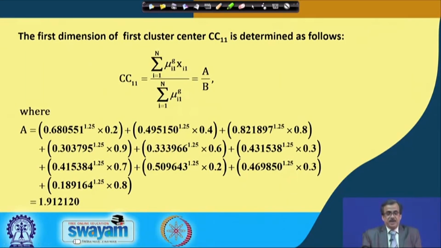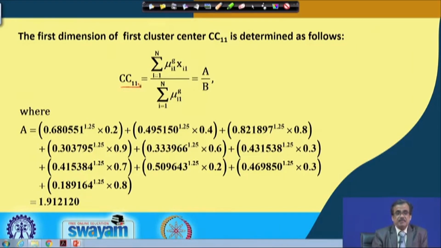Now, I am just going to determine what should be the first dimension of the first cluster center, and that is denoted by CC11. If you remember that particular expression which I used, CCJK, what is that? That is nothing but the kth dimension of the jth cluster center, and CC11 is nothing but the first dimension of the first cluster center. So, I am just going to find that out.